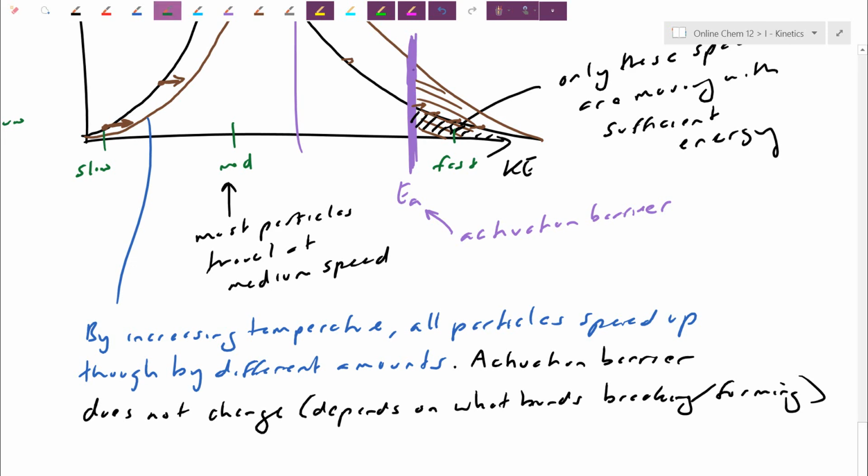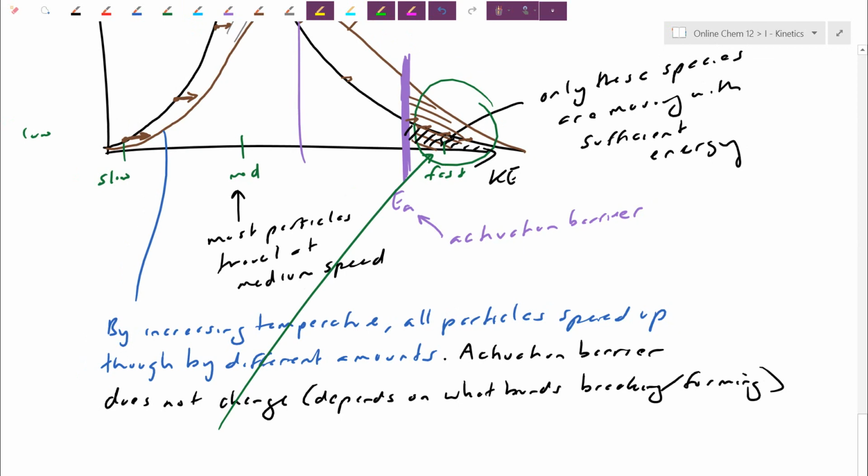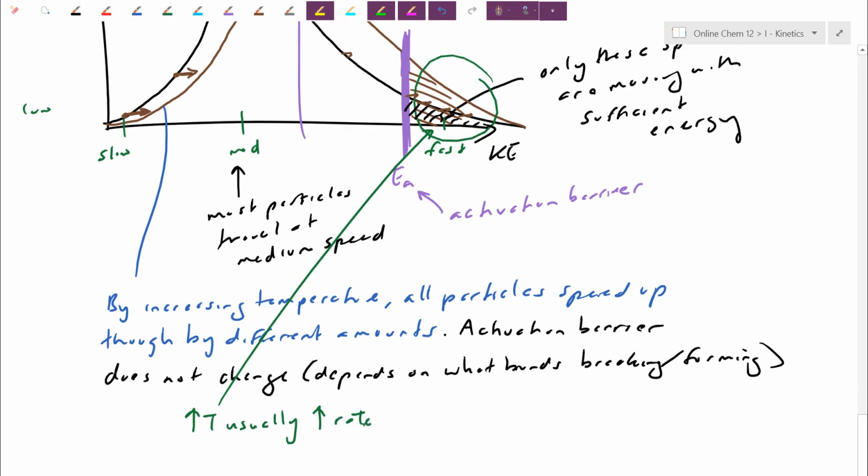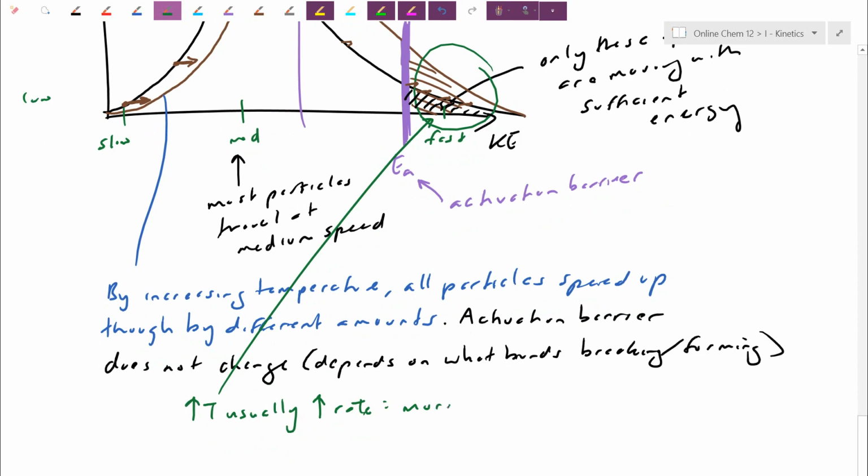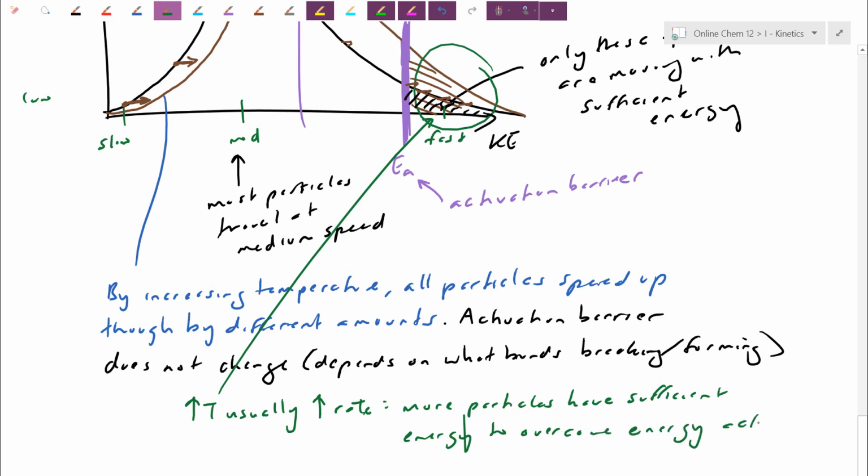Well, it was only the ones on the right-hand side of this diagram that can actually react. We actually have more particles. So we have an explanation for this now. Why does increasing temperature usually increase the rate? It decreases the reaction time. It's because now we can say more particles have sufficient energy to overcome the energy of activation. Right? It can activate so the reaction can go. We have more particles. We see that on the curve here.